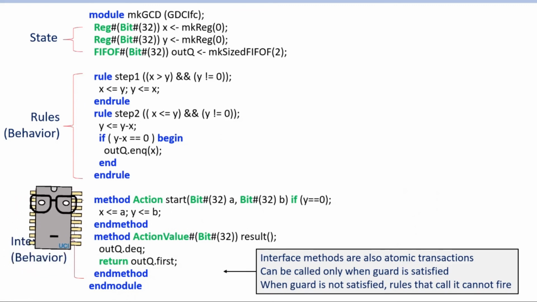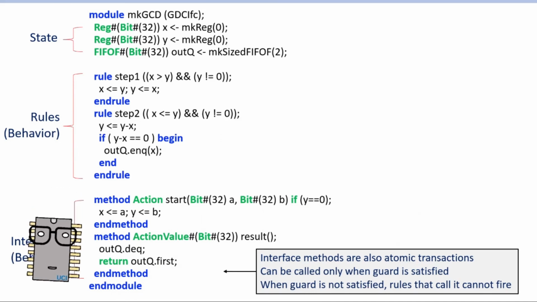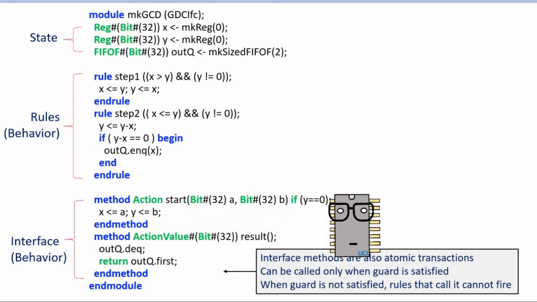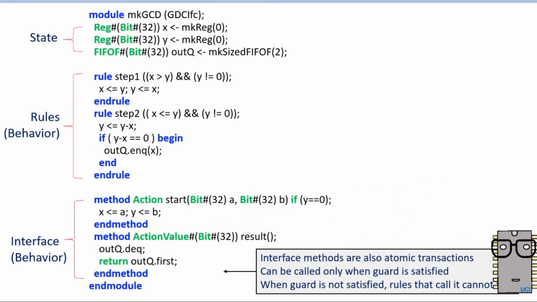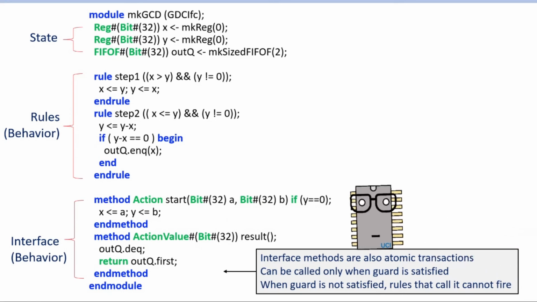Anyways, here we have the start method and the result method. Interface methods are also atomic transactions, meaning they also have guards and can only be called when their guards are satisfied. These interface methods can only be called by rules in the outside module. When the guard for the interface method is not satisfied, for example if y is not 0, and a rule in the outside world tries to call start, that whole rule will not fire.